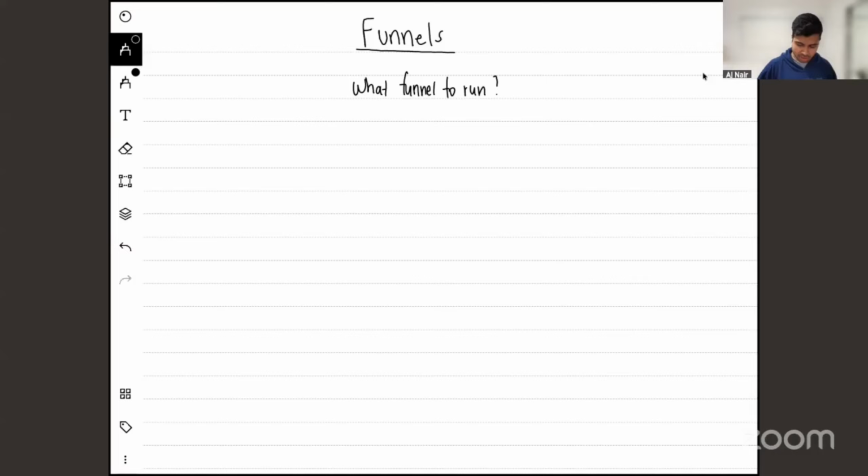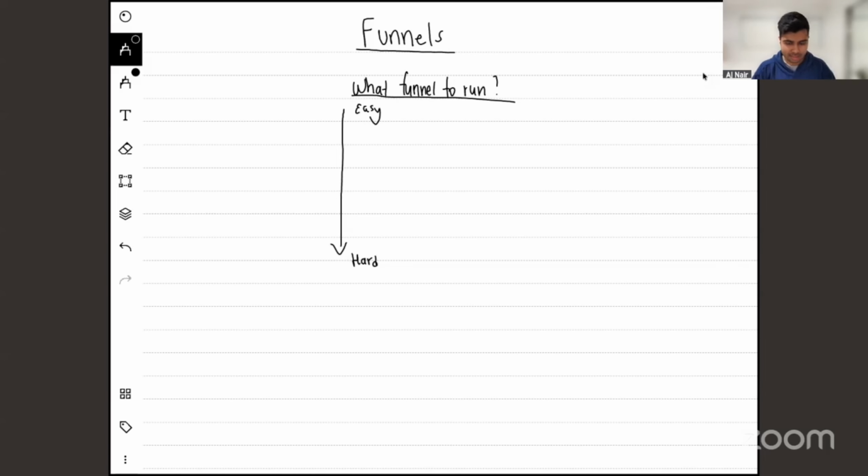What funnel to run? So I'm going to just list out all the funnels that we have, easiest to hardest. I'm going to draw a gradient here. I'm going to put this as hard, and I'm going to put this as easy.